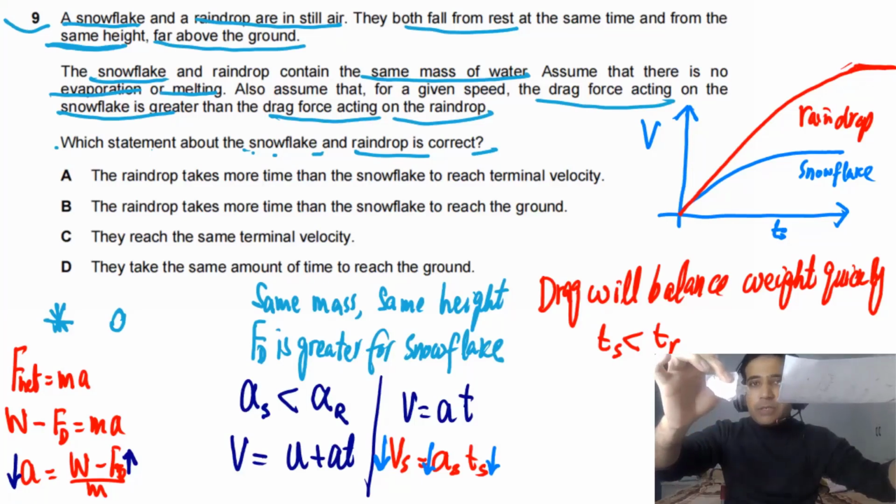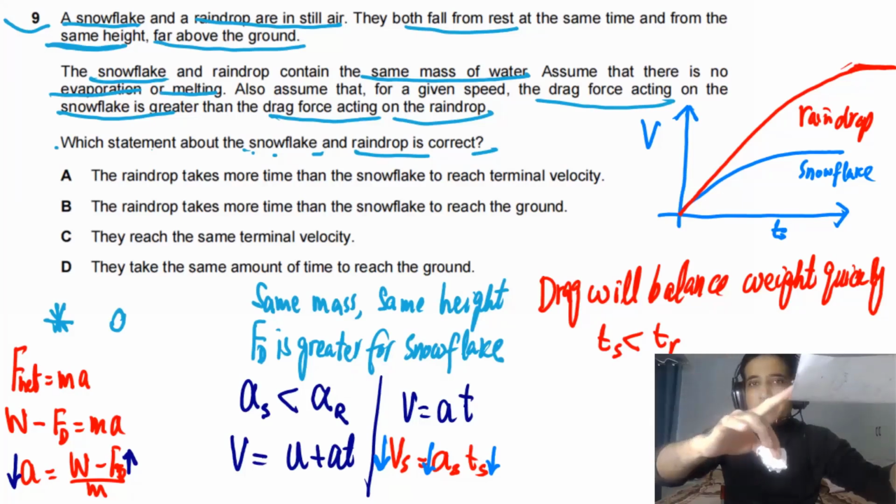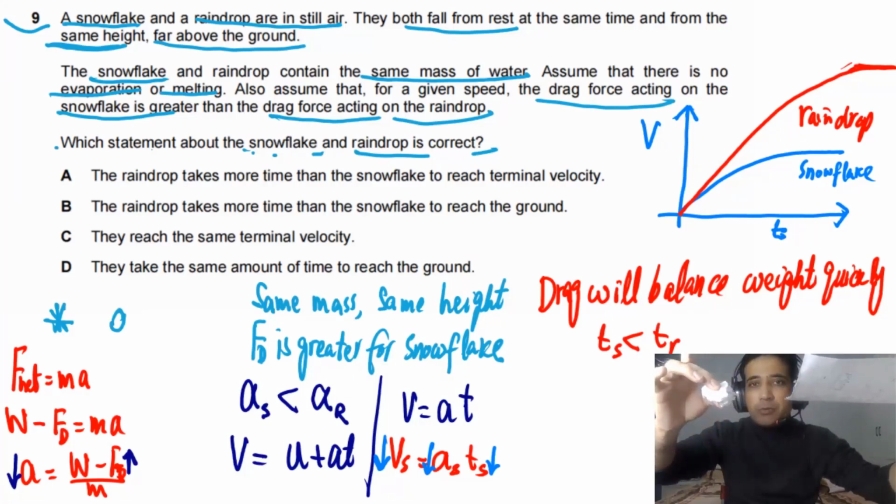So you can see here now, you can do this demonstration by yourself. So if I drop now, you will see raindrop, meaning this folded paper, will be moving faster and this paper, meaning the snowflake, will be moving slower. Its terminal velocity will be lower, and the raindrop's terminal velocity will be higher. So you can look at this demonstration.